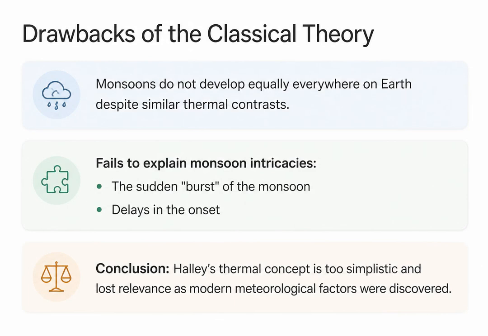Halley's theory makes logical sense, but it has significant drawbacks. If differential heating were the only factor, we should see identical monsoons everywhere on Earth where large land masses meet oceans, but we don't. Furthermore, a simple thermal model cannot explain the complex intricacies of the Indian monsoon, such as why it suddenly bursts over the Kerala coast, or why its arrival is sometimes delayed by weeks. Because of these gaps, Halley's theory lost relevance as we discovered more complex atmospheric dynamics.